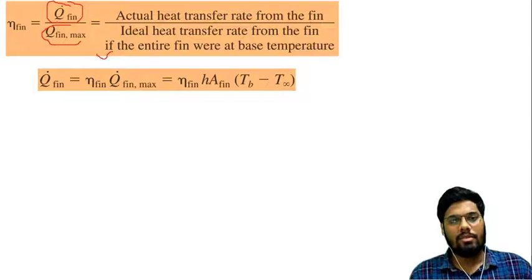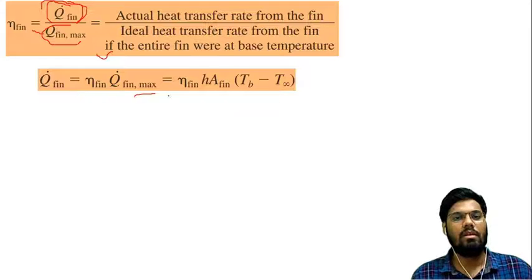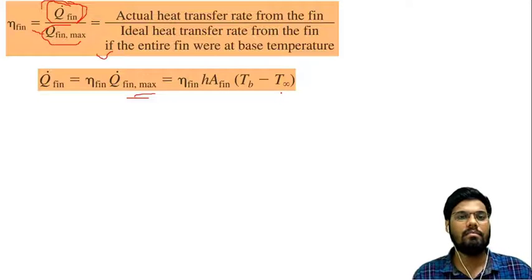Now from this equation we can write the actual heat transfer rate by cross multiplying: it becomes the efficiency of the fin multiplied by the heat transfer rate for the maximum case. We know that for the maximum case it would be h times the total surface area of the fin available for convection, times (T_b minus T infinity). This is the maximum temperature difference.